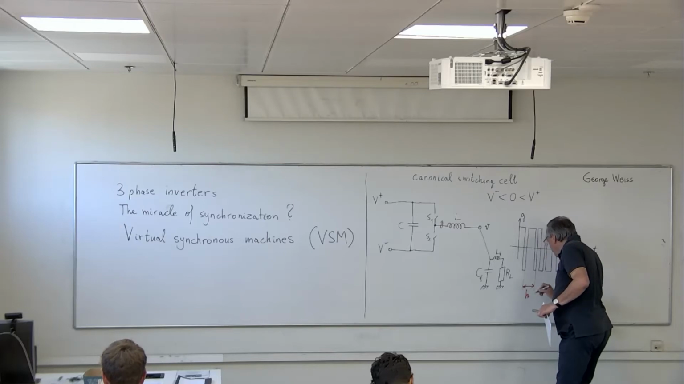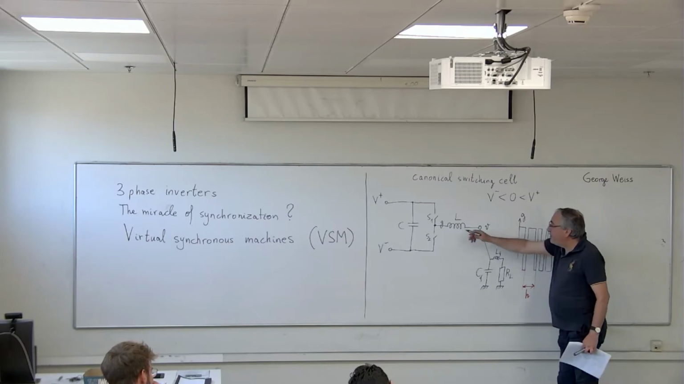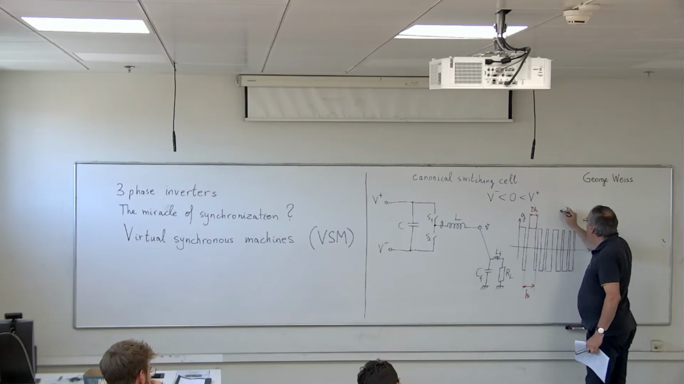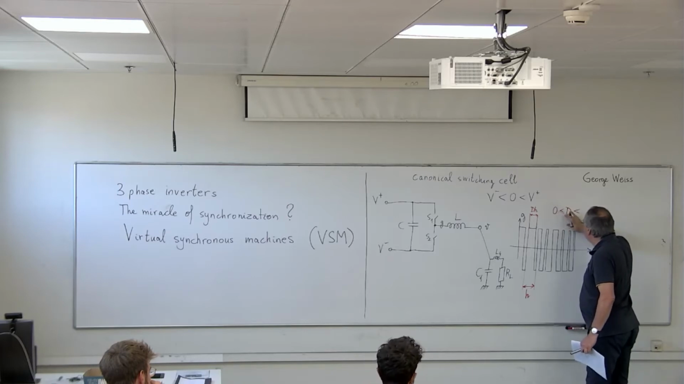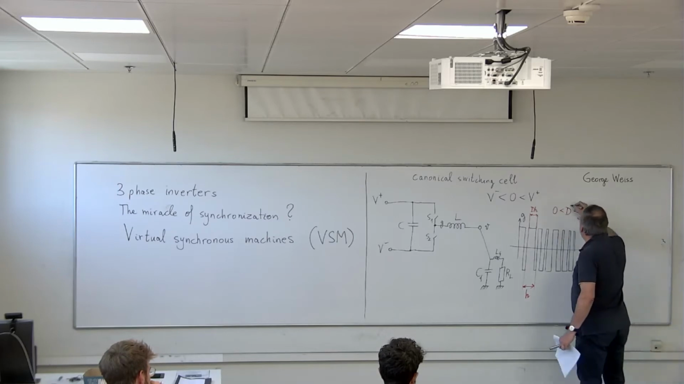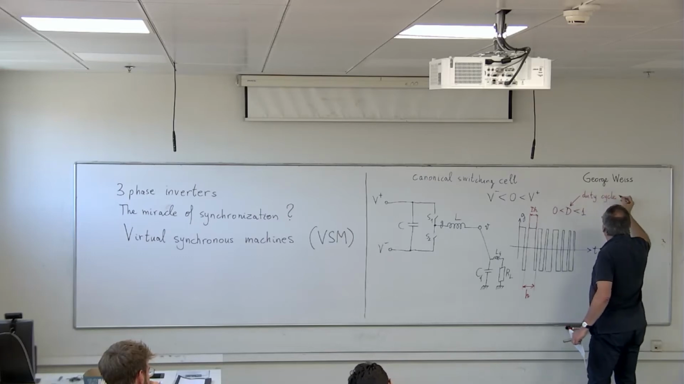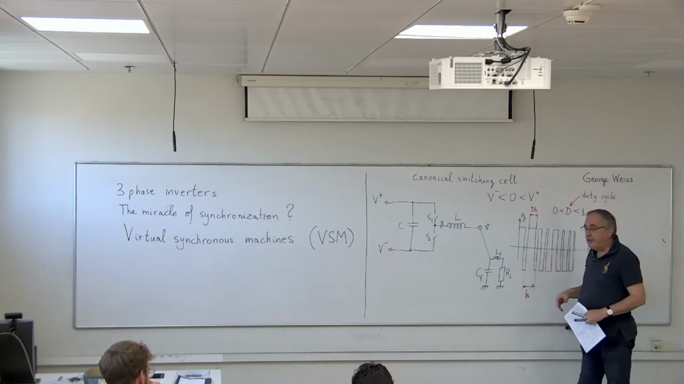canonical switching cell. And then the time out of H that point G is connected to V plus is only a part of it, and that part we call DH, where D is a number between 0 and 1. Let me make it strictly between 0 and 1. And this number D is called the duty cycle of the canonical switching cell. And this duty cycle, of course, changes in time.